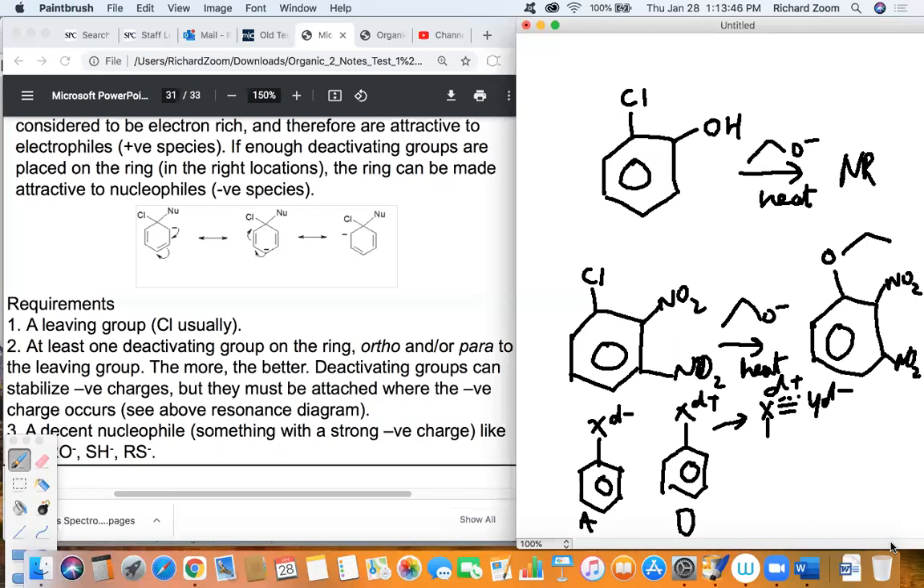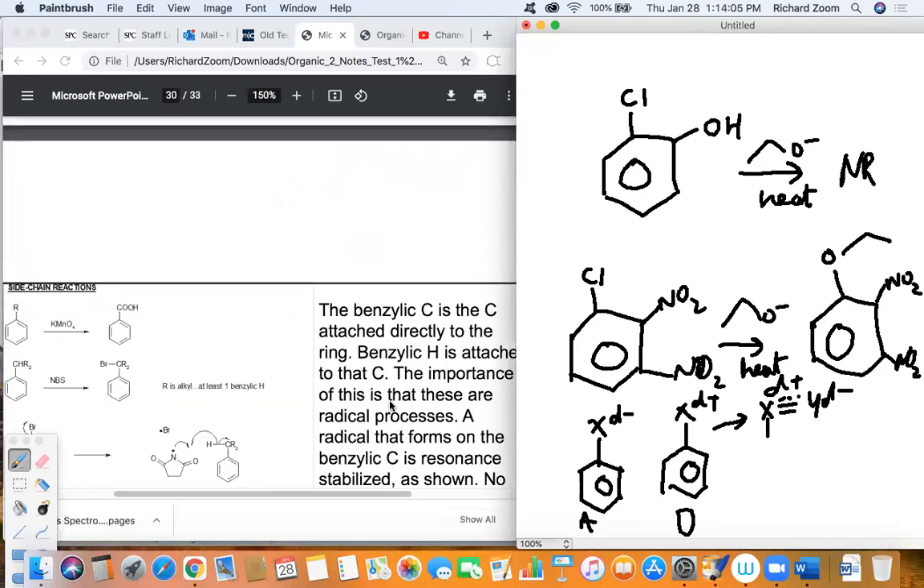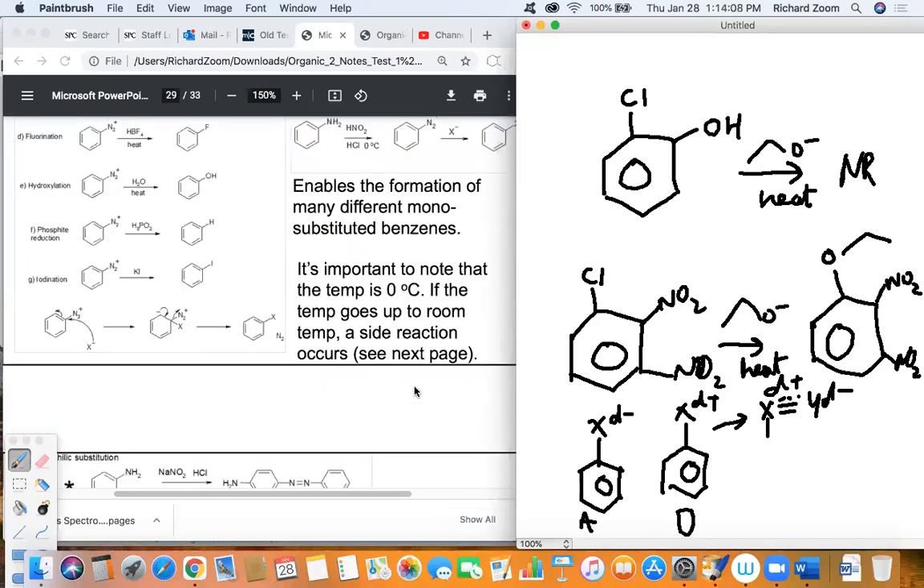All right. Any other questions about nucleophilic aromatic substitution at this point? Okay, let me see. So it's acidity. We're going to deal with acidity on Tuesday.